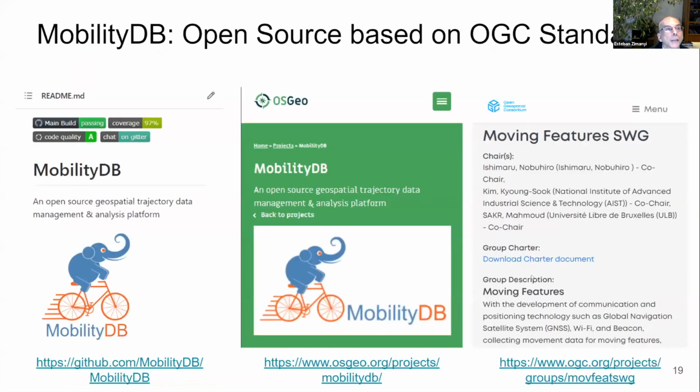MobilityDB is open source. You have here on the left the GitHub of the repository. It was approved by OSGeo a few years ago, and in addition, we have the huge chance to be involved in the OGC standardization committees for moving features, in the same way that OGC edited the standard for static features, on which PostGIS is based. My colleague Mahmoud is co-chair of these moving features, and so we collaborate continuously with them to develop the new standards for moving features.